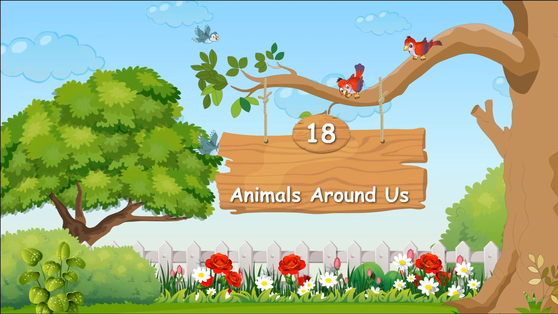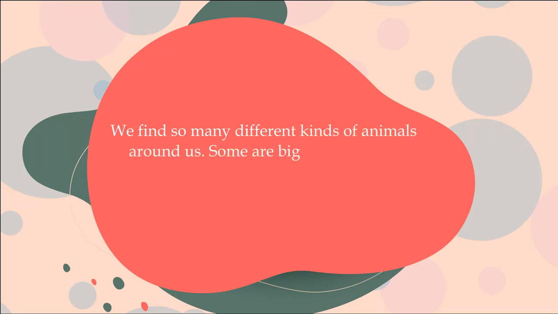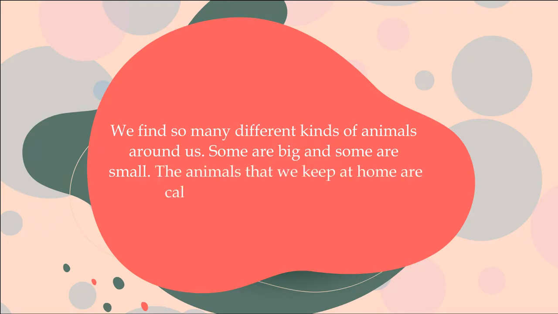Chapter 18, Animals Around Us. We find so many different kinds of animals around us. Some are big and some are small. The animals that we keep at home are called pet animals. They are our playful companions.